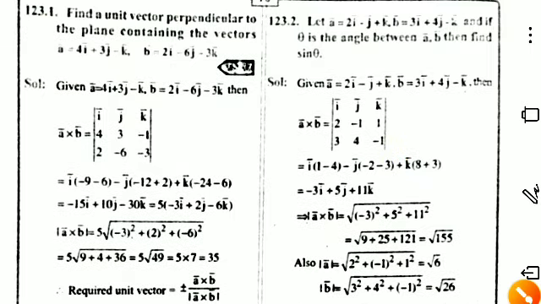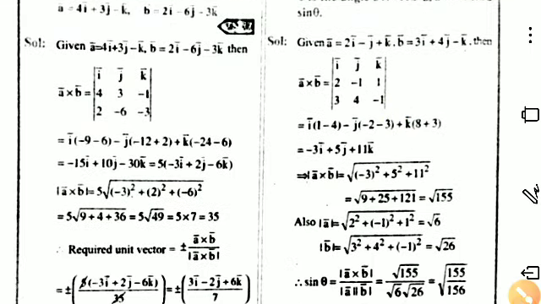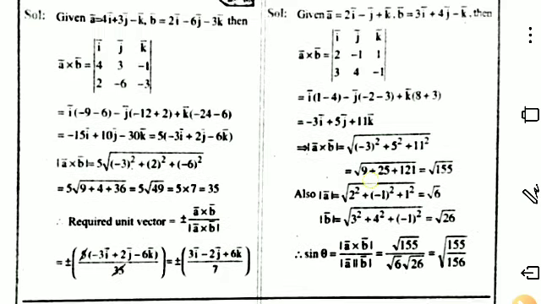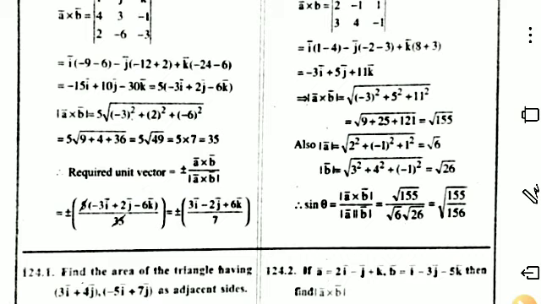If a bar, b bar two vectors are given, find the sin theta value. Simply, sin theta is equal to mod a cross b by mod a mod b. Finding the a cross b value, mod a cross b value, mod a mod b, and substituting all values here to get the sin theta value.